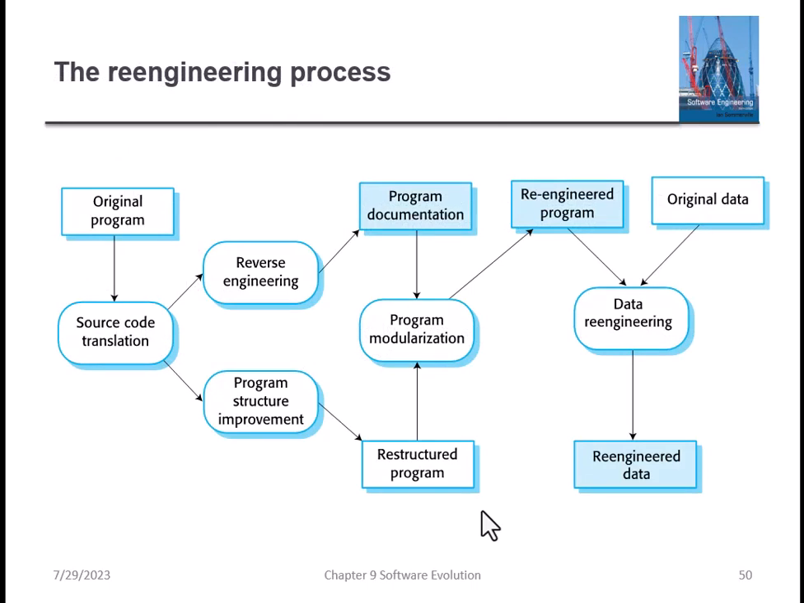So this is the reengineering process diagram. Original program, where we should bring modification. Source code translation. This means understanding the old code of the legacy system or original program. Then we apply reverse engineering.